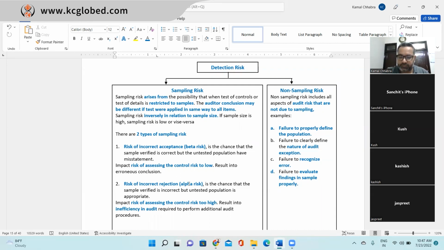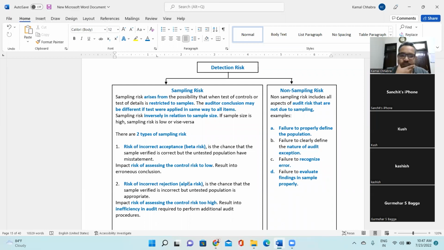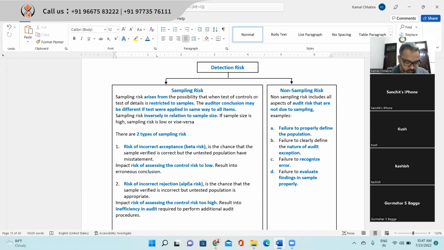Sir, for the third one, is this recognized error in the sample which has been selected or not? Basically, if we have selected 25 samples out of a population of 250 or 300, is the failure to recognize that error from the missed-out population for which we have not selected a sample, or from the 25 samples? Total population. From the total population, yeah. Okay.